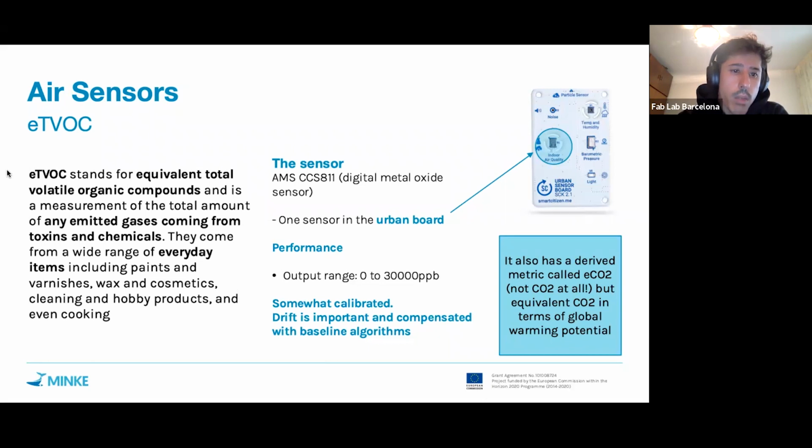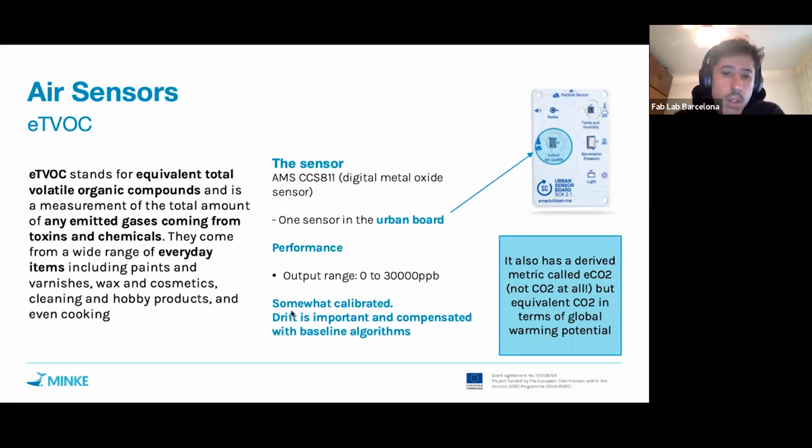The total amount means that, the T in ETVOC stands for something where we are not distinguishing or being very specific about the type of volatile organic compound that we are using. And the equivalent means that we are basically not only measuring volatile organic compounds, but also other toxins and chemicals. And this can come from a wide range of things, some of them from paints, varnishes, cosmetics, cooking, and many other aspects.